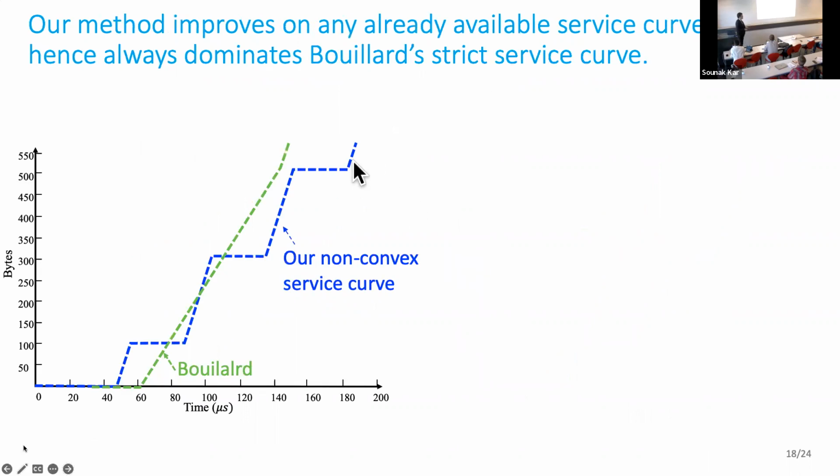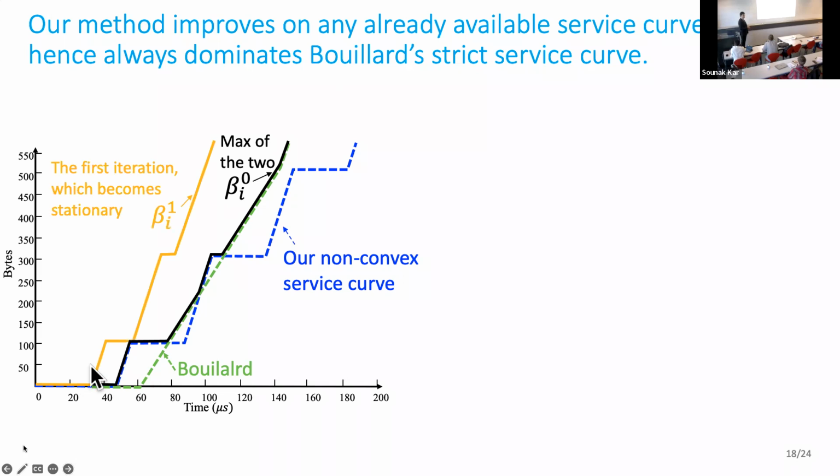Another feature of our method is that we could improve on any already available strict service curve, which means we could always improve on the Bouillard strict service curve. We can do even better. So let's see what is the best strict service curve that we could compute as the initial service curve for our procedure. On one hand, we know we could compute our non-convex strict service curve with no assumption on the interfering traffic. We could also compute Bouillard's strict service curve. Since these two are non-dominated, we could take the max of the two. Since the maximum of two strict service curves is a valid strict service curve, we could use this curve and apply our mapping.